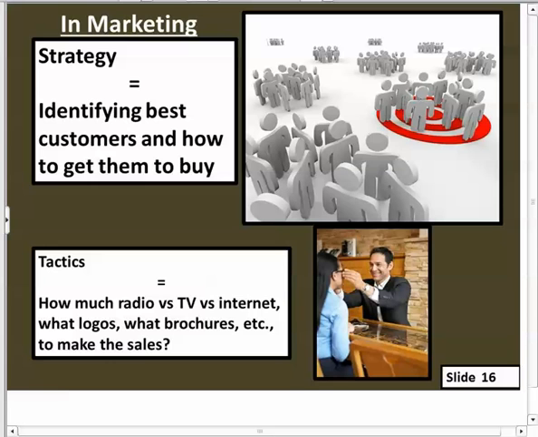How many radio ads are you going to run? Are you going to run any television ads? Are you only going to be on the internet? What's your logo going to look like? How are you going to brand yourself? And we'll talk about that a little bit more. Are you going to have brochures? Exactly what are the steps that you're going to have to go through to make the sales? That is the key bit.